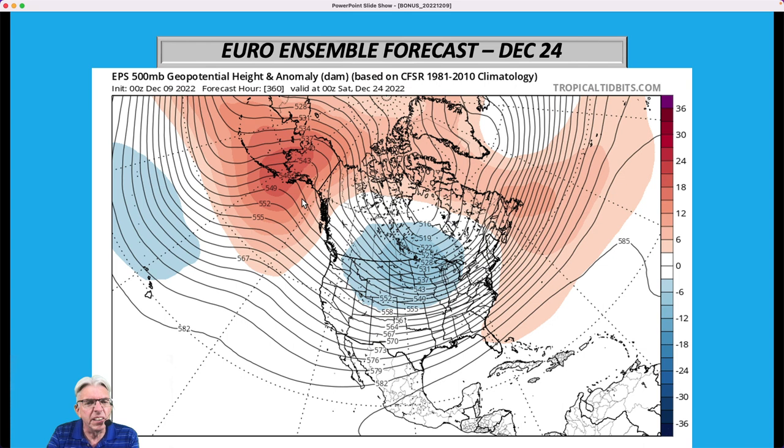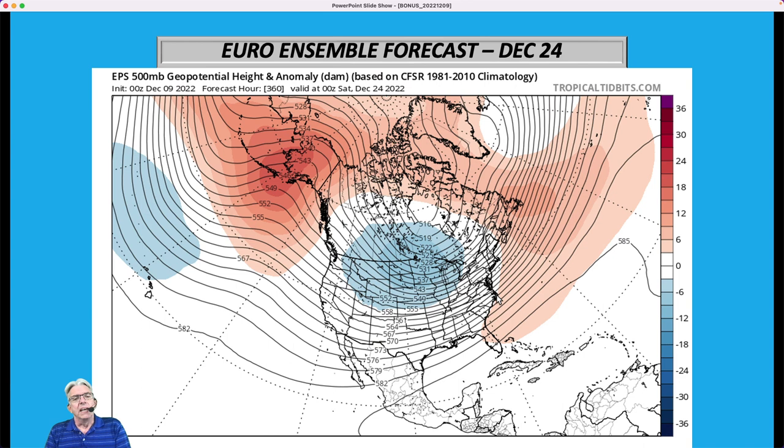We'd prefer it to be in an axis right in here, and there are some negative height anomalies that are trying to get down into the United States, but instead of them being oriented right along the East Coast, they're a little bit farther west, and the positive height anomalies are not that far away from us. They get right back to the North Carolina coast.